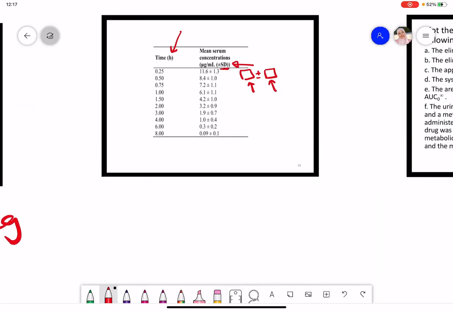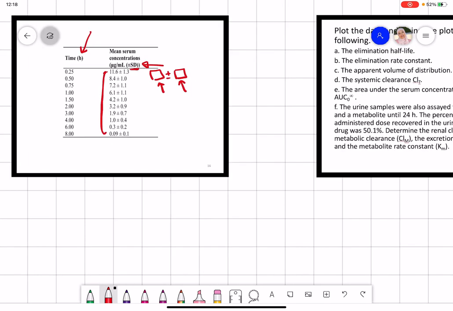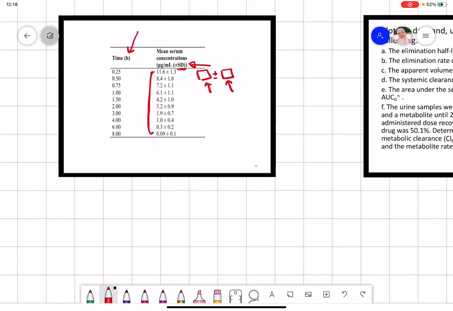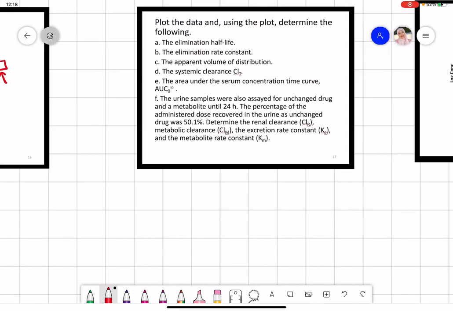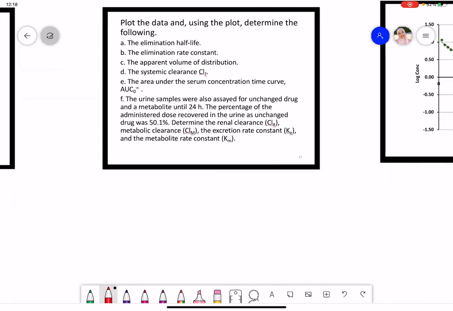And usually that's what you find when you do studies. You're not talking about one subject only. We are talking about a group of subjects, so we need to do some statistics. But for the sake of our dose, we will take only the concentration as it is. Okay, and then we will use this information to determine what is needed here.